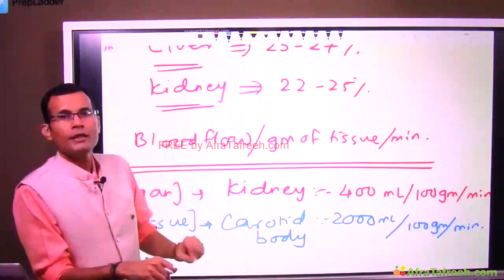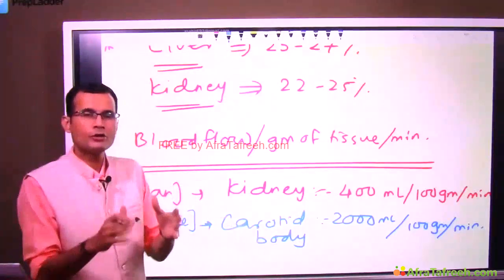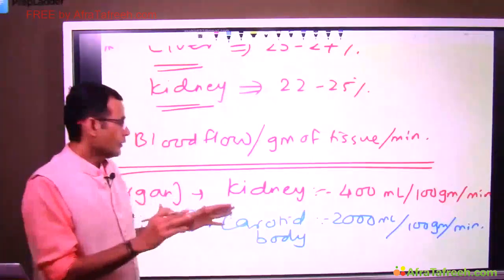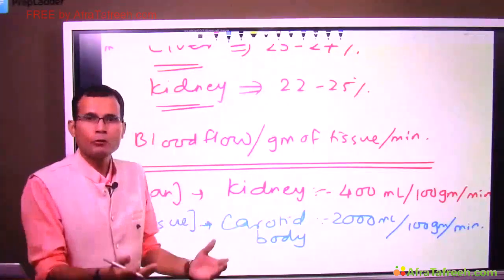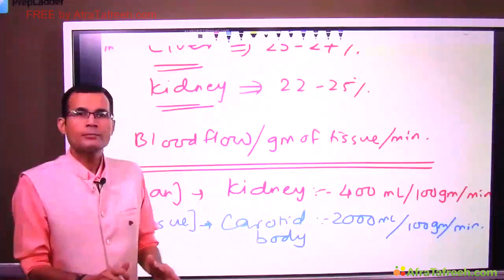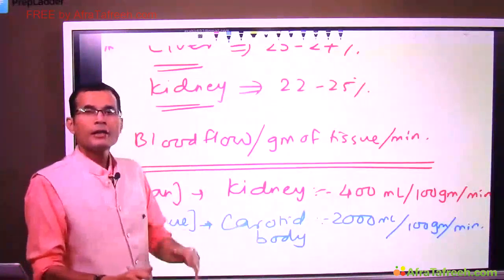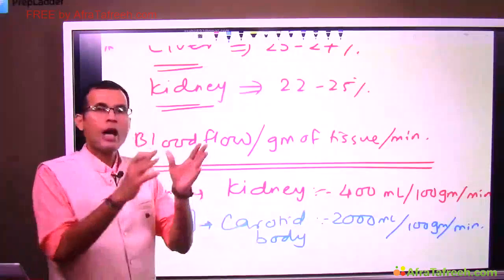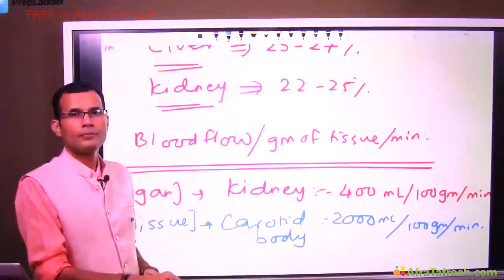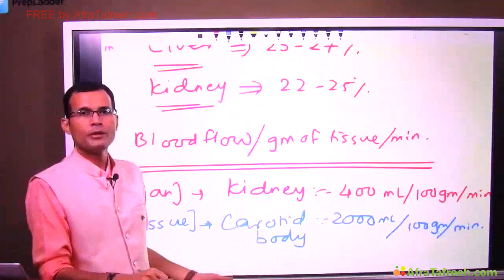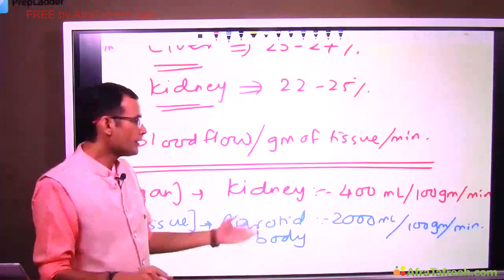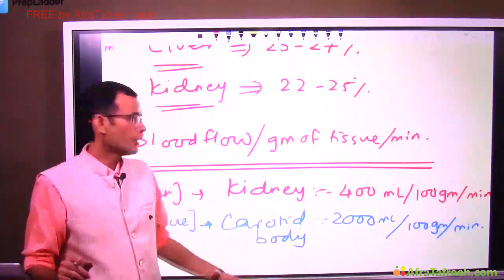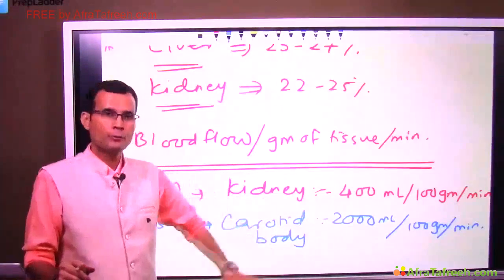Well, what is the significance of this high blood flow? The significance is that because of such a high blood flow, carotid bodies are always bathed in arterial blood. They are never exposed to venous blood. They will always receive a very high oxygen content because of this high blood flow.